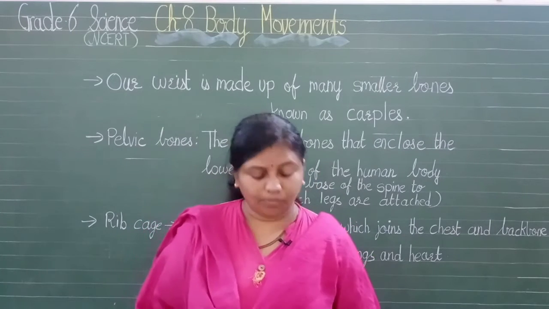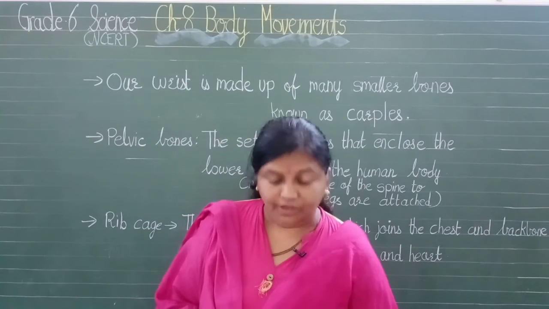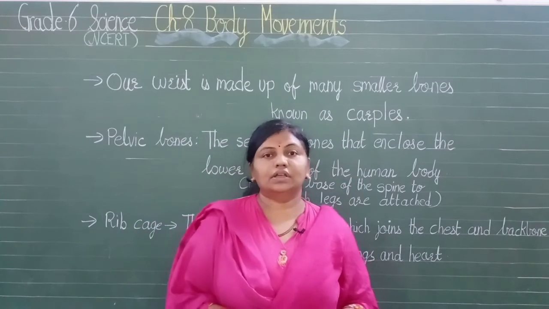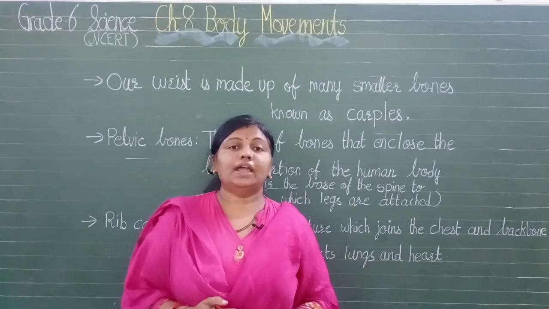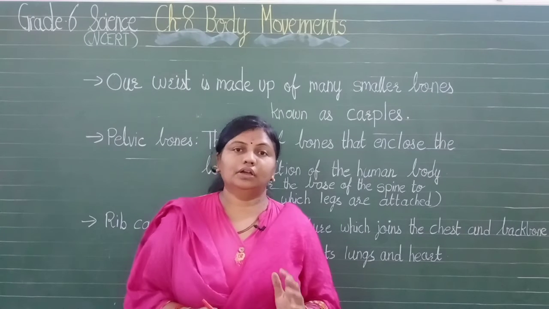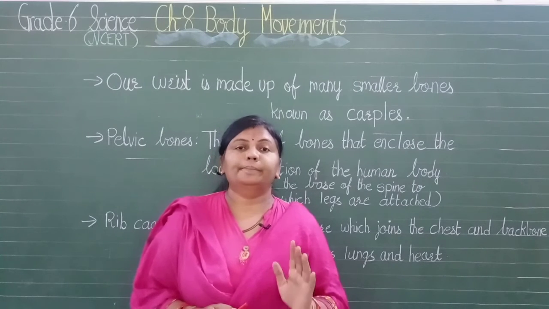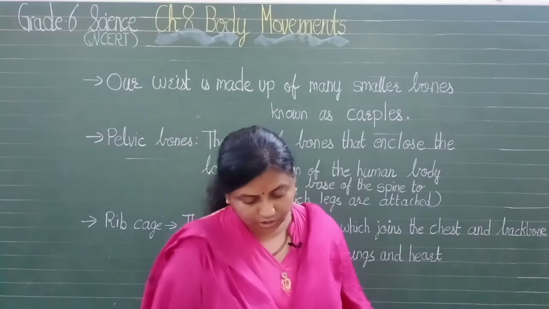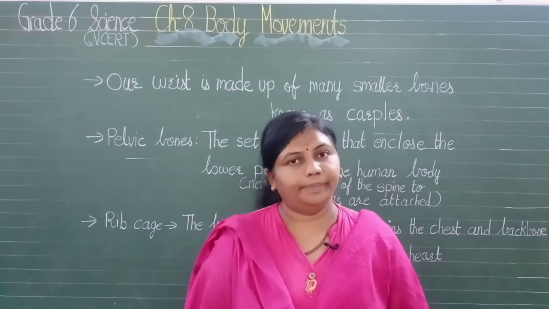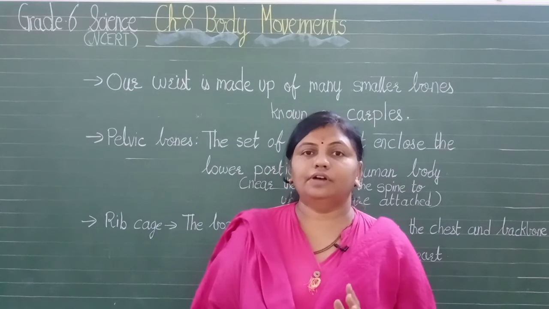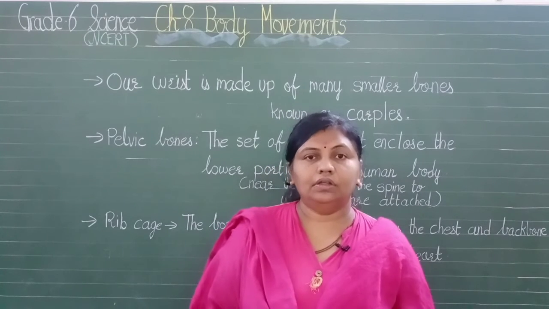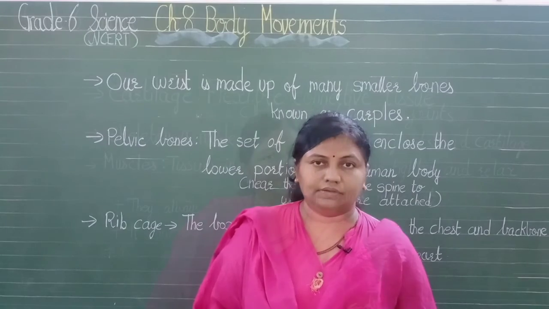Backbone, several bones of vertebra which is extending from skull to the pelvis, that is known as a backbone. So there are 33 vertebrae in the backbone. How many? 33 vertebrae in the backbone. Backbone is a series of vertebrae extending from skull to the pelvis, and there are 33 vertebrae in the backbone. Okay students, now we will learn about different things.